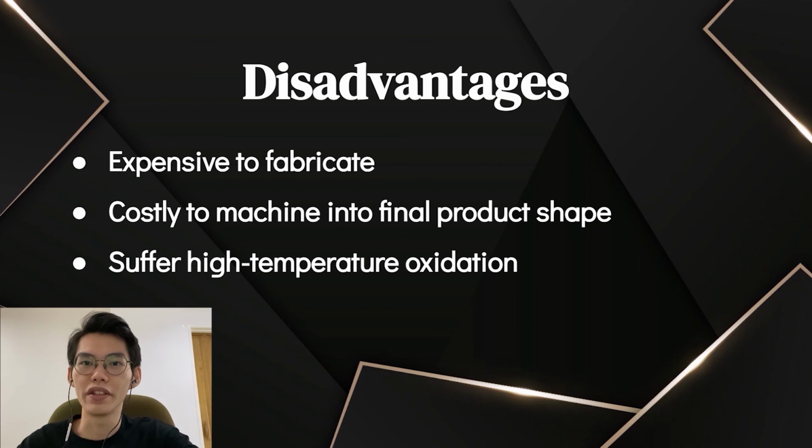Now for the disadvantages. Carbon-carbon composites are expensive to fabricate and costly to machine into the final product shape. Because of their high cost of manufacturing, they are too expensive for many aerospace applications where otherwise they are well suited. Carbon-carbon composite will suffer severe high temperature oxidation, which results in rapid degradation and erosion. When heated above 350 degrees Celsius, the carbon is susceptible to oxidation and the oxidation rate rises rapidly with temperature. Thus, in the presence of air, the carbon-carbon breaks down.